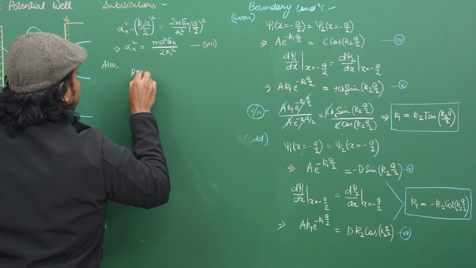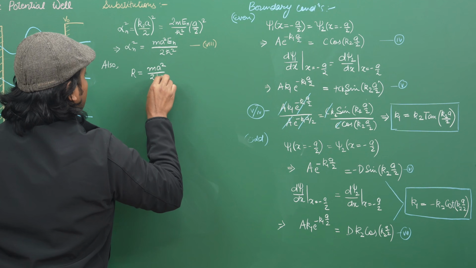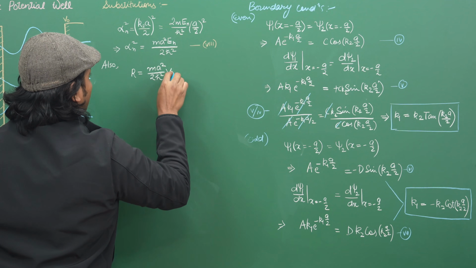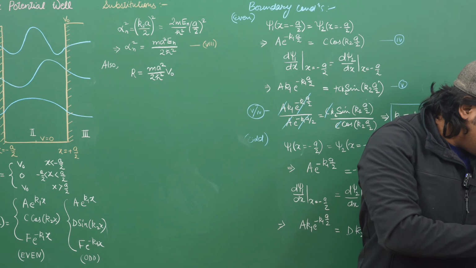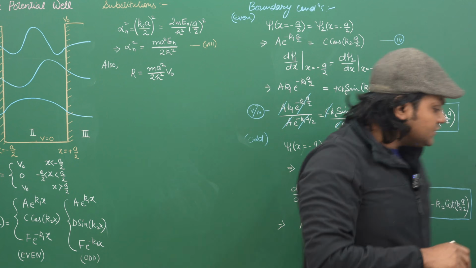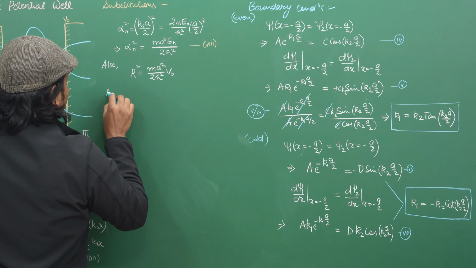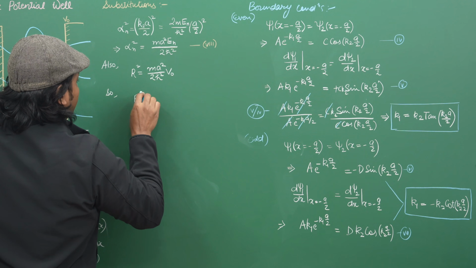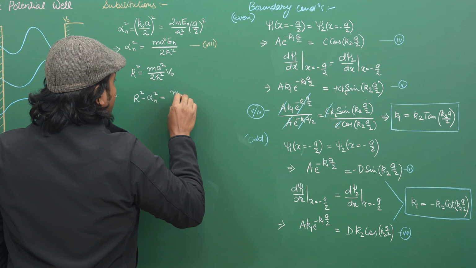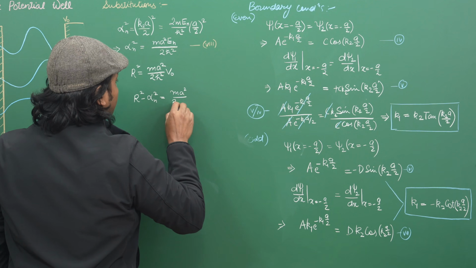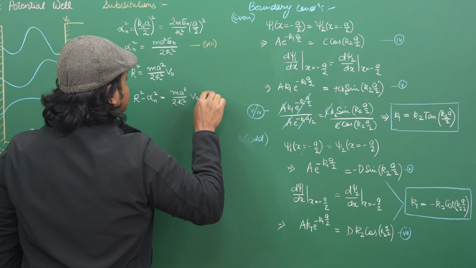So R is just equal to m a square upon 2h cross square, but instead of En we have V naught here. Okay, m a square upon 2h cross square, and then we have V naught, so that when, and this is R square, sorry, this is R square, so that when we do R square minus alpha square, this simply comes out to be m a square upon 2h cross square times V naught minus E.